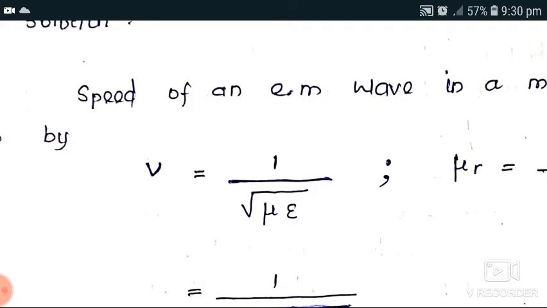This term was coined way back in September 1885 by Oliver Heaviside. He was a scientist, and he established the permeability term in the year 1885. The SI unit for permeability is Henry per meter. That is the SI unit of permeability, denoted by mu.